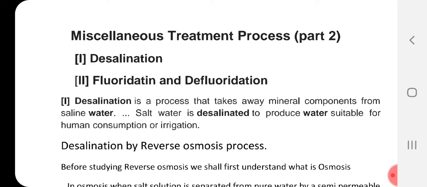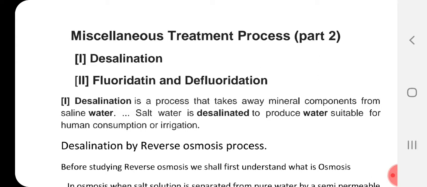The best example for saline water is the sea. See, it has got saline water. Salts are called dissolved solids. Salt means dissolved solids. So, whatever dissolved solids are present in water, that can be removed. That process is called desalination.